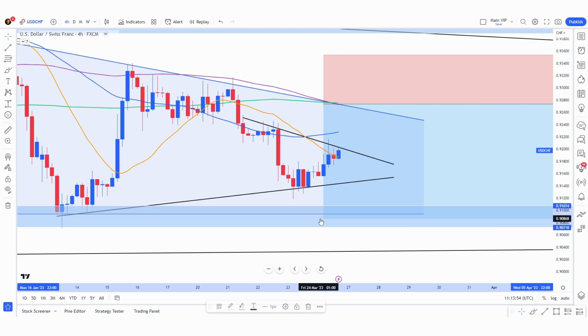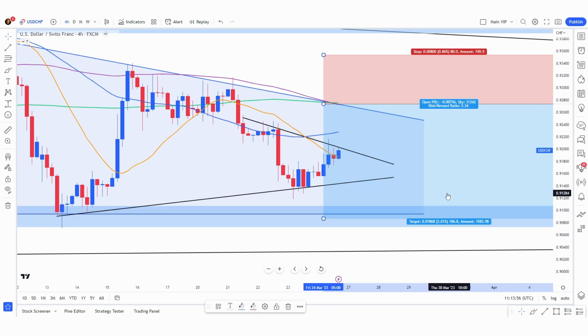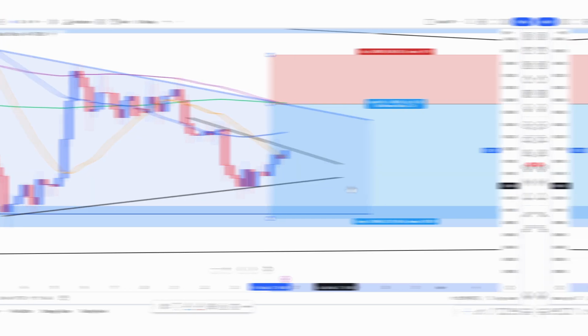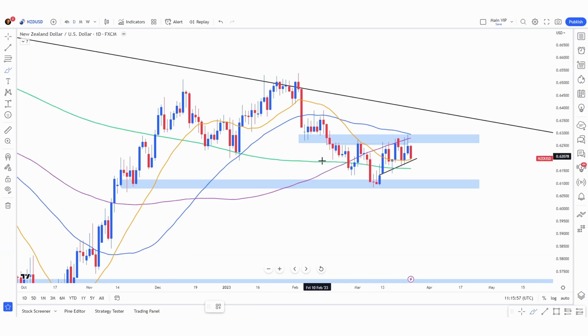As you can see, a nice little 186 pips. Take profit, 2.3 risk reward. Okay, monthly and weekly time frames are trending down.